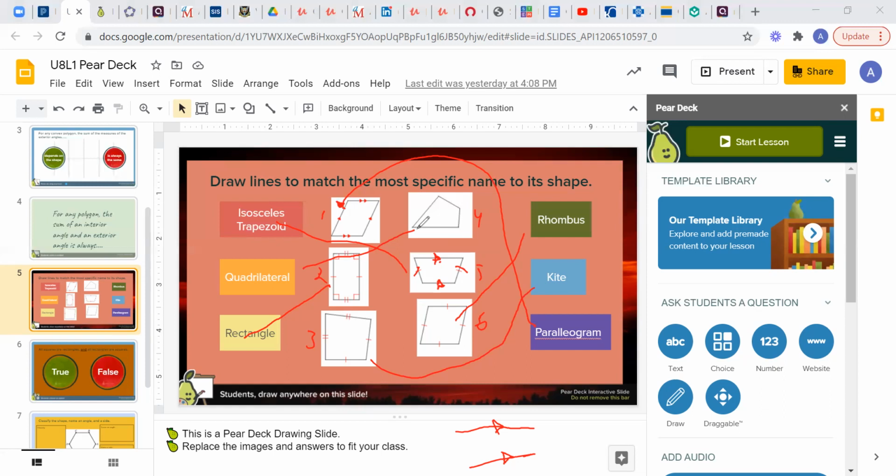And number 4 is just a four-sided figure. We don't have information about the sides. So it couldn't be a rectangle. It couldn't be a parallelogram because none of the sides are parallel. It couldn't be a kite because none of the sides next to each other are the same. It couldn't be a rhombus because none of the sides are equal. It couldn't be a rectangle because none of the opposite sides of number 4 are parallel. It couldn't be an isosceles trapezoid because none of the opposite sides are parallel. So here, quadrilateral is just number 4.